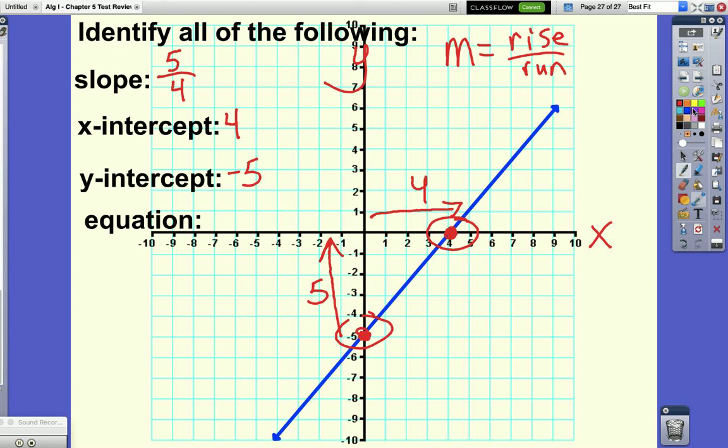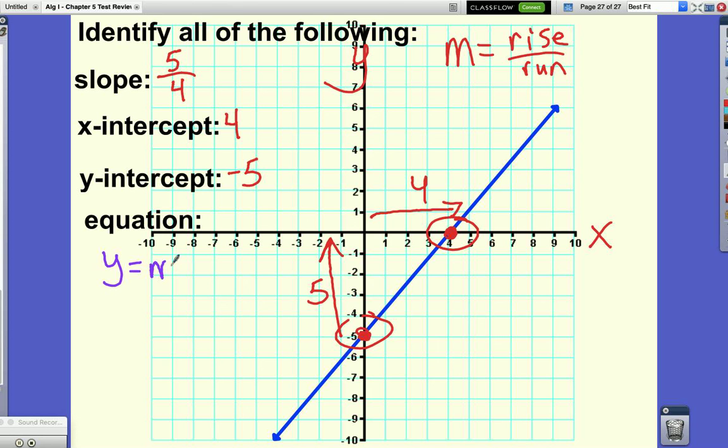And now the last thing we have to do is write our equation. Our equation, we always write y equals mx plus b. So if we use this information, m is slope, so that means this up here is m. B is y-intercept, so this is our y-intercept. So our answer is y equals 5 over 4x minus 5. We don't do anything with the x-intercept for our equation.